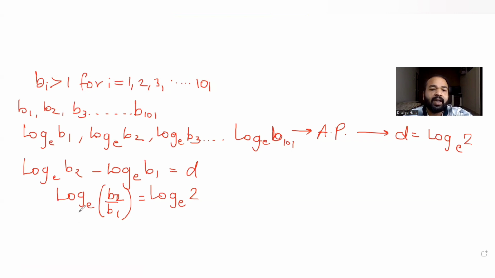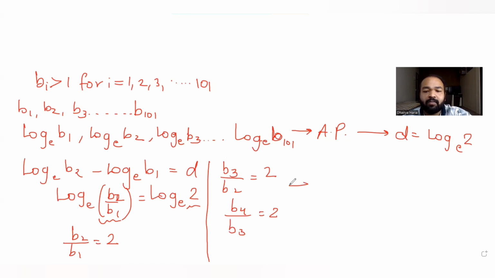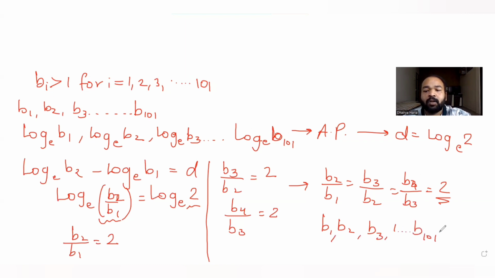Now if log a is equal to log b, then a is equal to b, so I can equate this with this. That gives me b2 by b1 is 2. Simultaneously, b3 by b2 is again 2, b4 by b3 is again 2. So what I understand from these expressions is that the ratio of all the consecutive terms, taking two at a time, is 2, and that is nothing but the common ratio, or a constant ratio. So if the logs of those b terms are in arithmetic progression, all the terms from b1 to b101, these 101 terms, are in geometric progression with the constant ratio 2. This is the first idea given to us in the question.